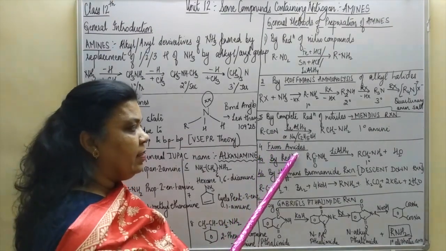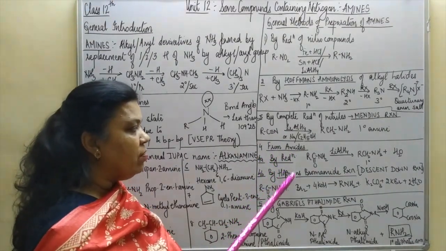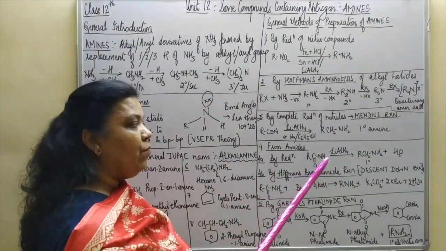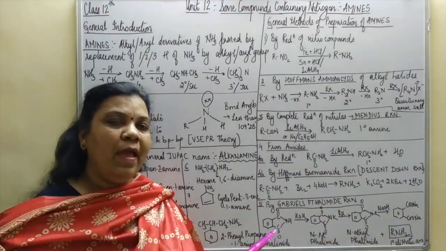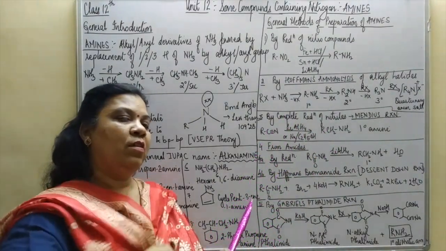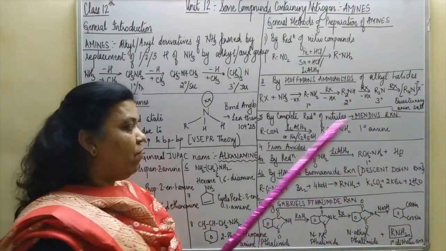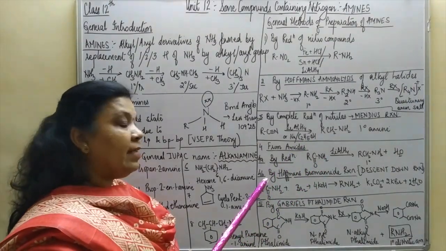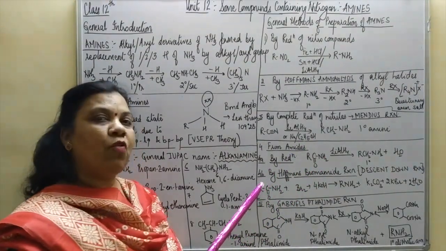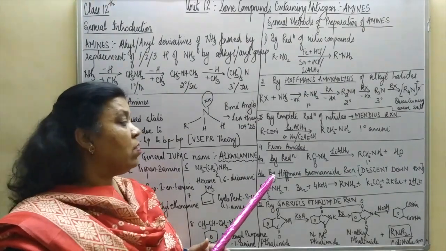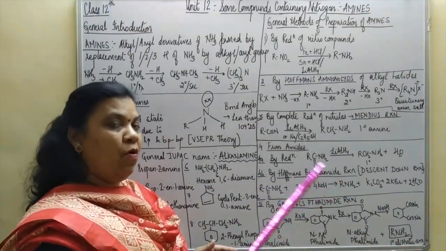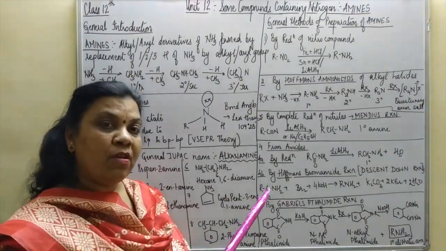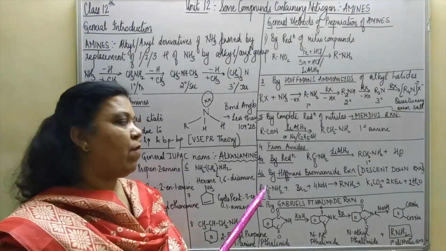Next is from amides. We can prepare by 2 different reactions. Number 1, by the process of reduction. When you treat any amide with a reducing agent, let's say lithium aluminium hydride, you can convert the amide into 1 degree amine. Why 1 degree? Because amides are terminal functional groups. Next is a very important name reaction which often comes in the exam, and that is Hofmann's bromamide reaction, also called Hofmann's degradation reaction. Why degradation? Because it will decrease the number of carbon atoms.